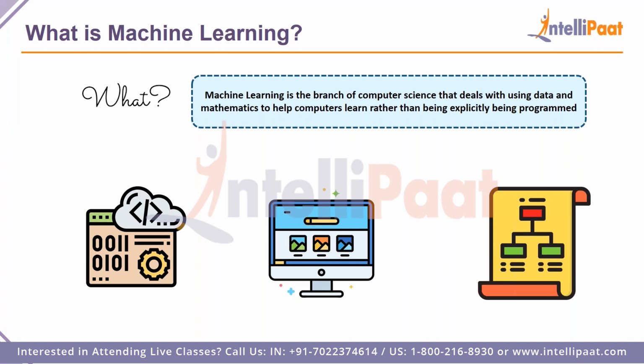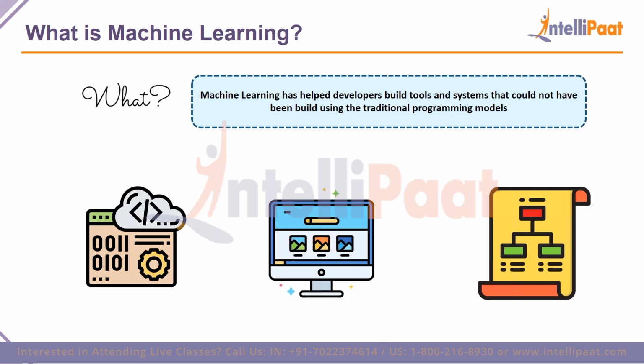To help understand it better, let's first understand what the traditional programming model is. Machine learning has helped developers build tools and systems that could not have been built by using traditional programming models. The reason why traditional programming models don't work is because we would explicitly have to come up with rules and put them in our system. To give you an example, if I were to ask you to create a system that would, using traditional programming models, recognize what is the digit that is contained inside a particular image.